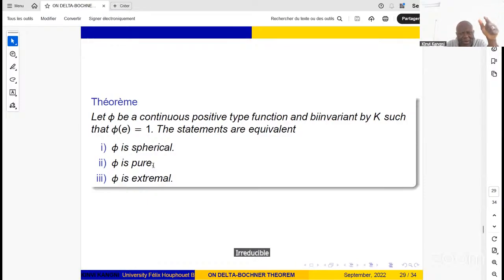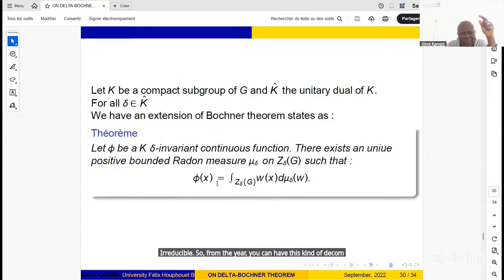So from here, we can have this kind of decomposition. We suppose that K is a subgroup like this. K-hat here is the unitary dual of K. That means that K-hat contains the classes of representations which are finite dimensional and irreducible of this group K. When K is compact, that means that the degree of δ is finite.